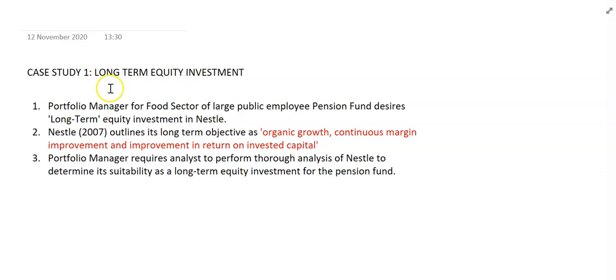The first case study here is that of a long-term equity investment in Nestle. A portfolio manager for the food sector of a large public employee pension fund is desiring to invest in Nestle in the long term. The investment will be in shares. In the 2007 annual report, Nestle has outlined its long-term objective as organic growth, continuous margin improvement, and improvement in return on invested capital. The portfolio manager is interested in answers to the following questions.